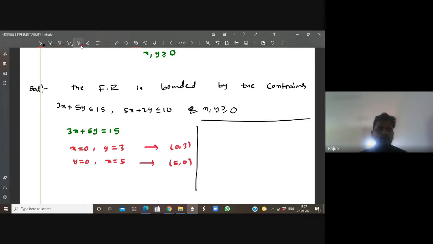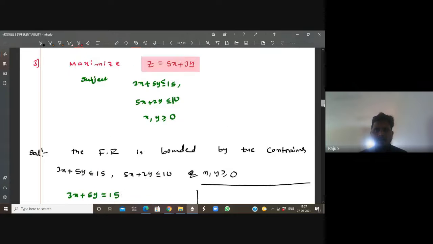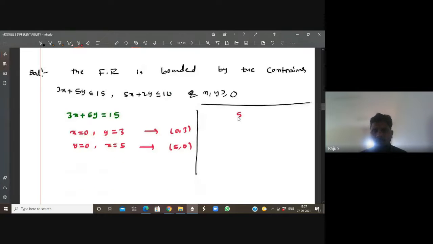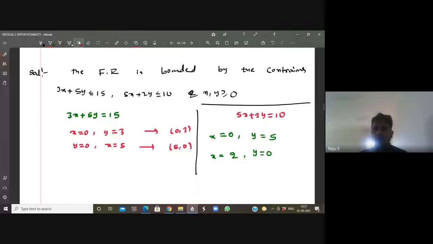In the same way, we have to take another line. Another inequality is 5x plus 2y is equal to 10. Here also same, students, take x is equal to 0, y value is 5, and y is equal to 0, value is 2. From this, what are the points we are getting here? (0, 5) and (2, 0).